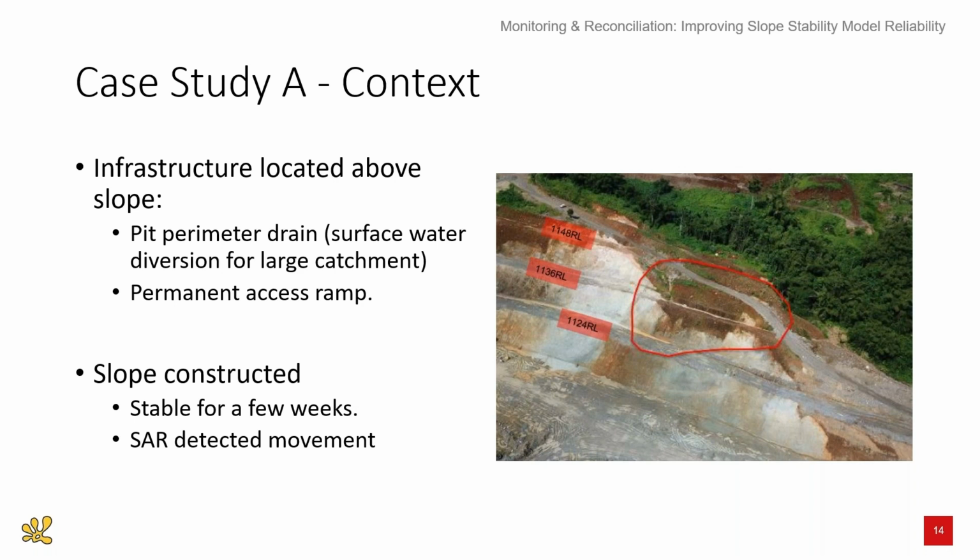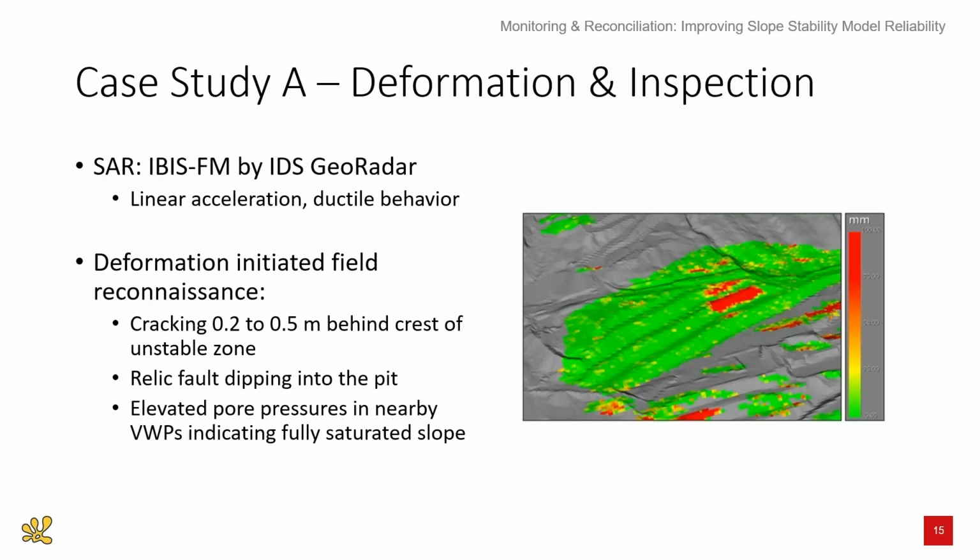Now, for the context, here's a photograph of the slope. So above the slope is infrastructure, a pit perimeter drainage system, and a permanent access ramp. So the slope was constructed and stable for a few weeks, and then the synthetic aperture radar detected movement. Here you can see some of the deformation hotspots on the right-hand side, the red areas.